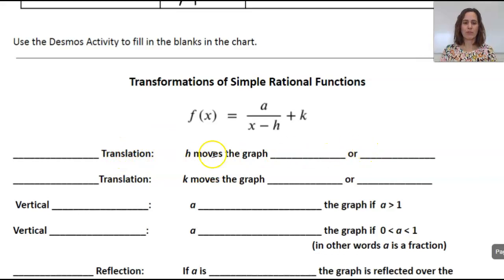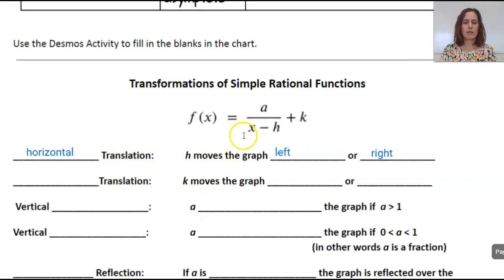h moves the graph from left to right and is called a horizontal translation. The key part to keep in mind is that in the equation it's x minus h. So if you see the minus sign, then you keep h as a positive value. If you see x plus h, that means it was a negative number that was filled in. So think of it as using the opposite sign. K moves the graph up or down and is called a vertical translation.